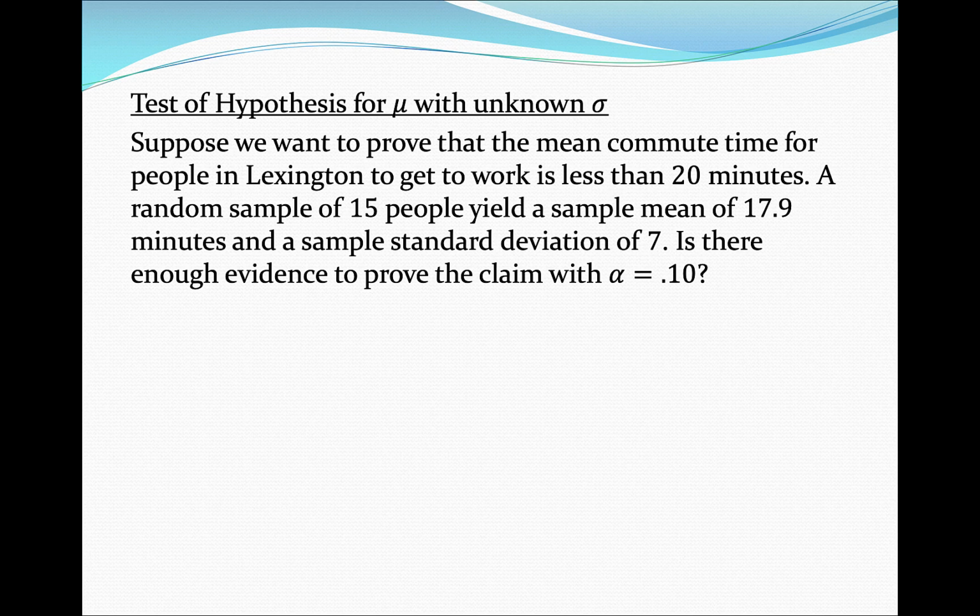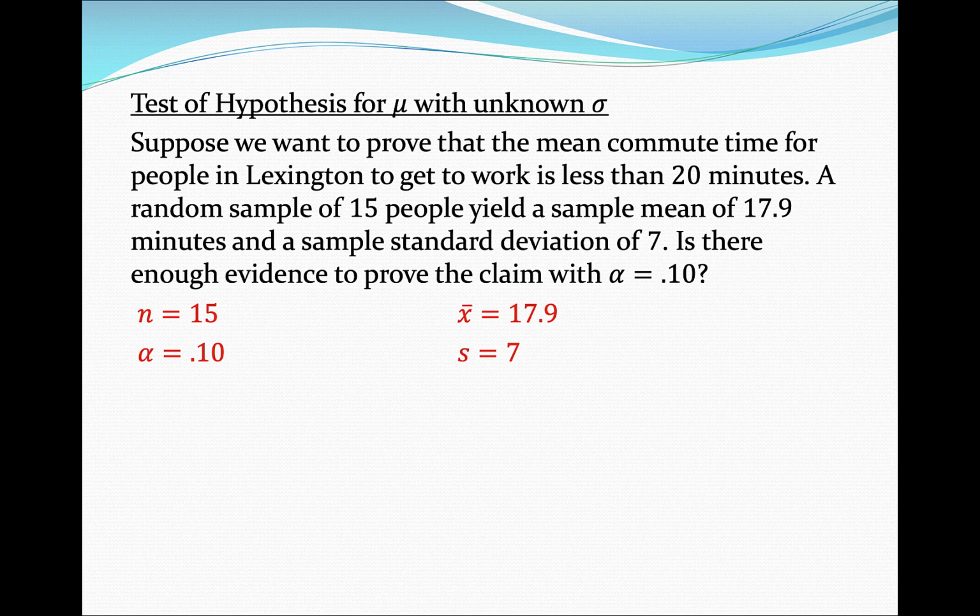So let's go through this one. Suppose we want to prove that the mean commute time for people in Lexington to get to work is less than 20 minutes. A random sample of 15 people yields a sample mean of 17.9 minutes and a sample standard deviation of 7. Is there enough evidence to prove the claim with alpha equals 0.10? Okay, let's first write down what we know from the problem. We're taking a random sample of 15 people, so n is 15.